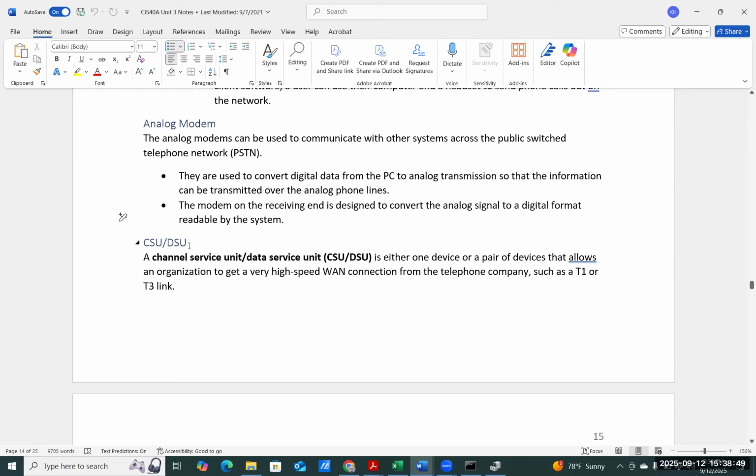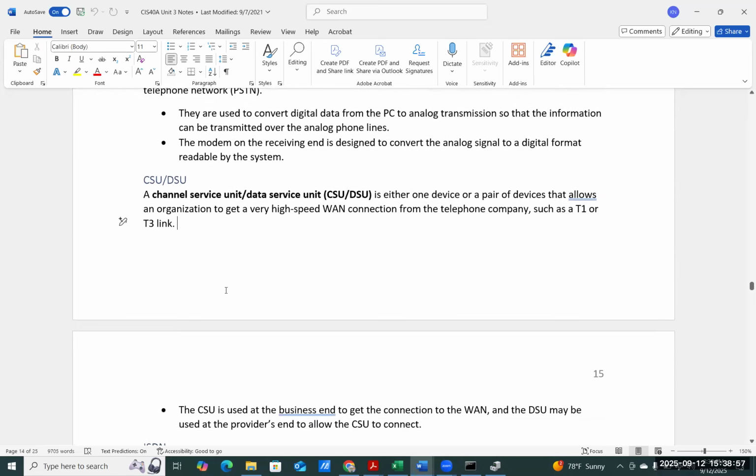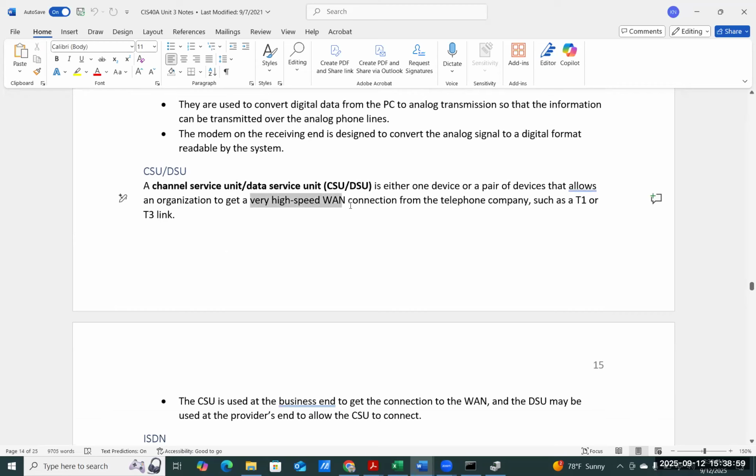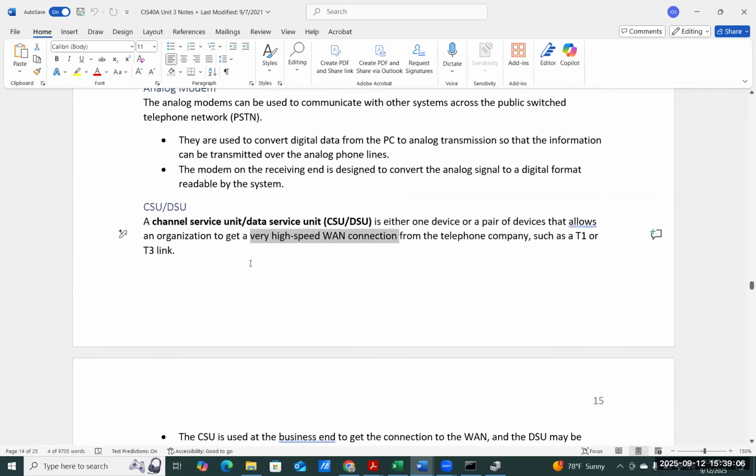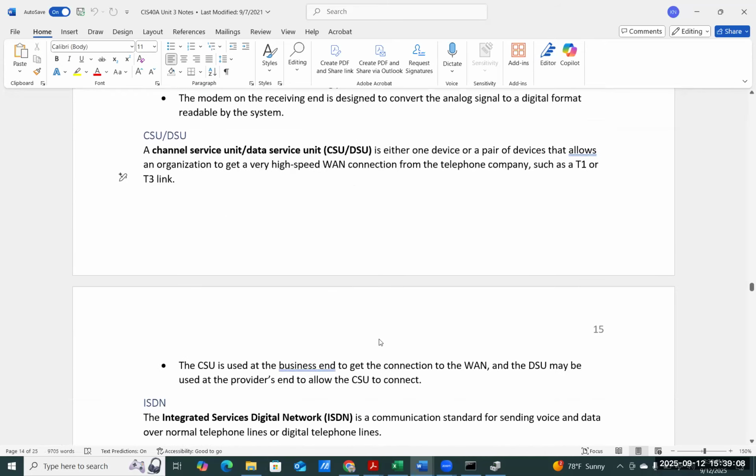Make sure we know CSU and DSU. This is probably going to come up on your certification. So your channel service unit and your data service unit, this allows you to have a very high-speed internet connection. Back in the day, right? I installed quite a few of the tiers. So you have different tiers like T1 and T3, and we'll come back to some of the specific rates for these.